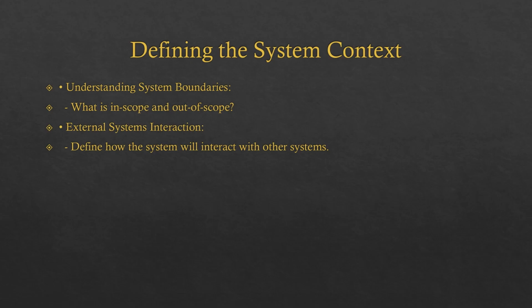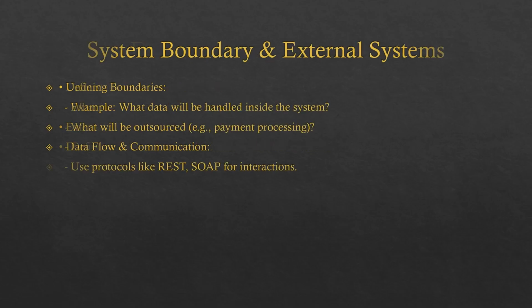Defining the system context means understanding its boundaries: what's in scope and what's out. This includes identifying external systems that the software will interact with and how those interactions will be managed. By defining boundaries, we determine what data will be processed within the system and what might be outsourced, such as payment processing. Additionally, we establish protocols for external communication like REST APIs or SOAP.